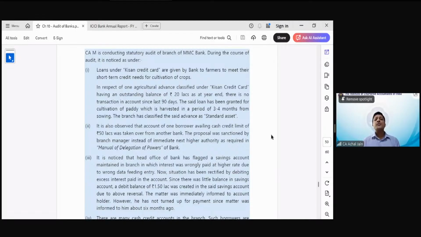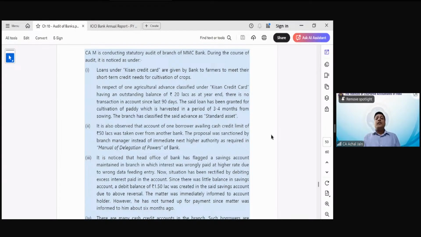Further, it is also observed that the account of one borrower availing a cash credit limit of 50 lakhs was taken over from another bank. Taken over means it was with, say, XYZ bank, and now it has shifted to MMC bank. The proposal was sanctioned by the branch manager instead of the immediate next higher authority as required in the manual of delegation of powers of the bank.